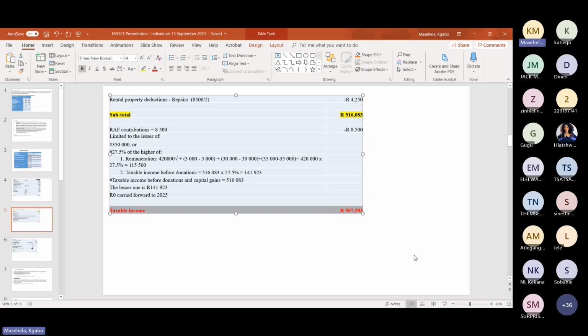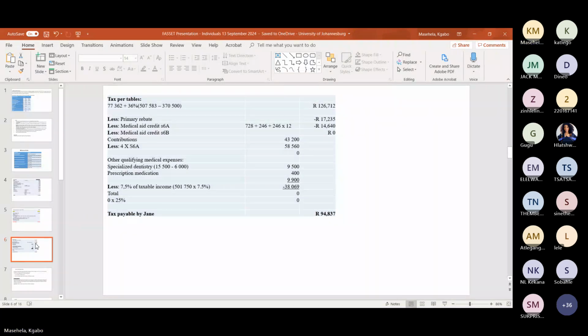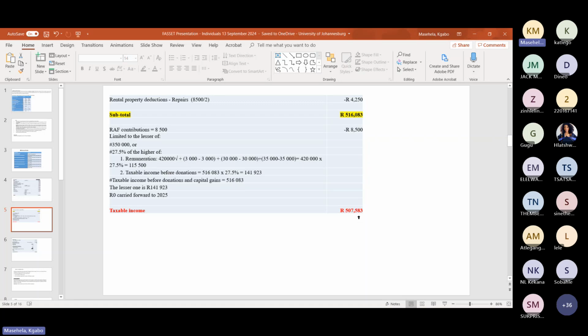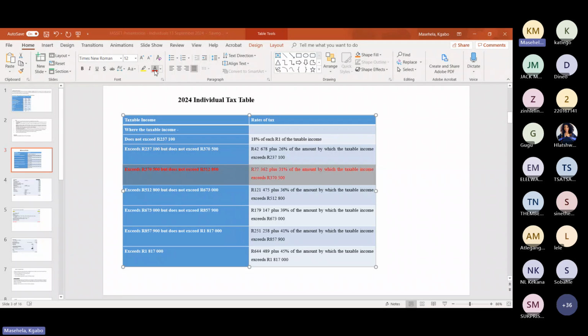And how do we tax it? We are going to tax it using the individual tax table. And we agree that our taxable income is 507,583. Let's look at our tax table just to confirm. It's 507,583, of which it falls under this category. Can you see, guys? It falls under this category, 507.